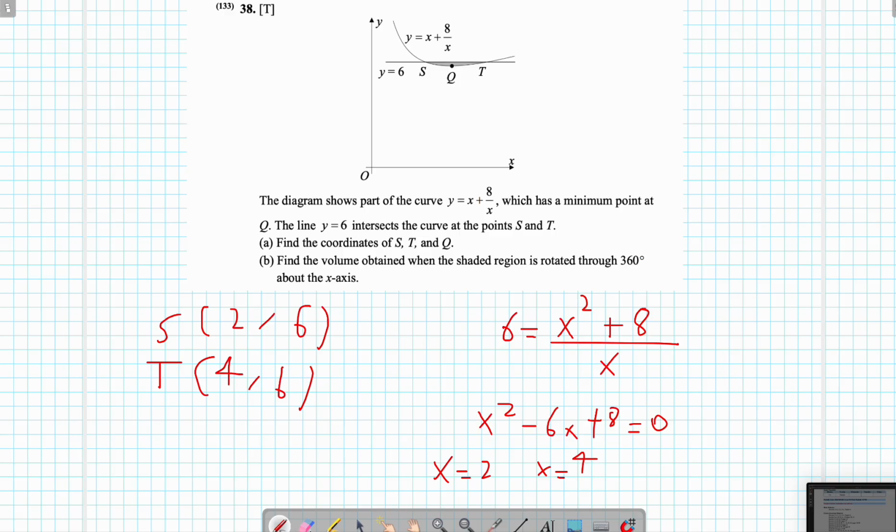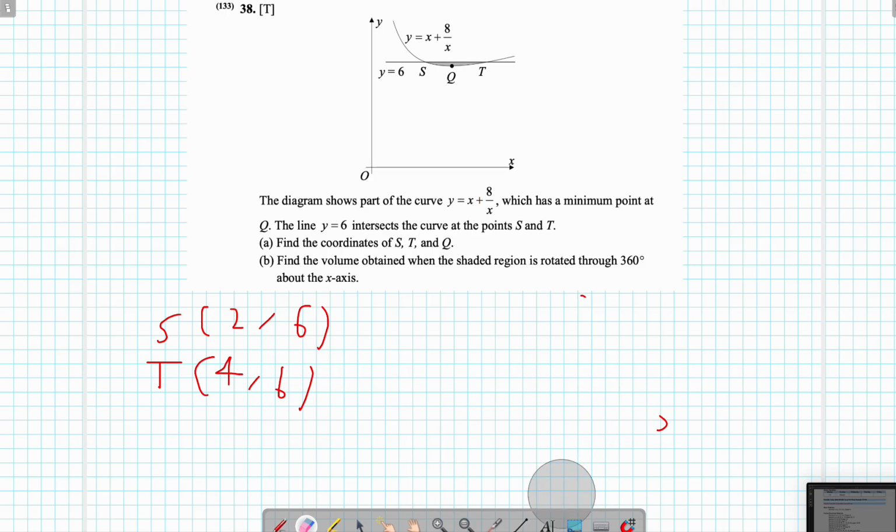But now here comes the tough part. Q. Here they said a minimum point, which means the derivative of this is equal to 0. So we're gonna differentiate, for those who don't remember, a x to the n, we're going to multiply a times n times x to the power of n minus 1, which is what we're going to do here.